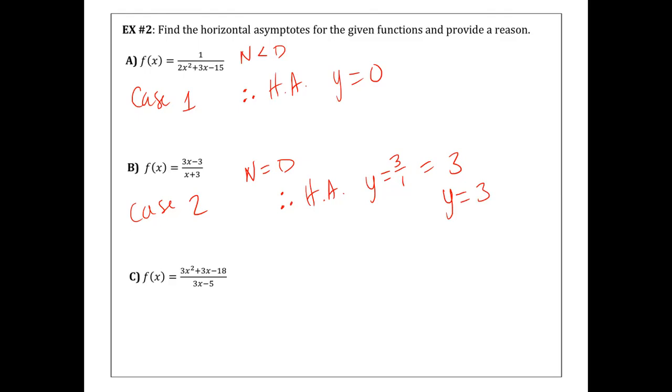All right. And what is example C? It's because the degree of the numerator is greater than the degree of the denominator. So then and therefore, there is no horizontal asymptote.